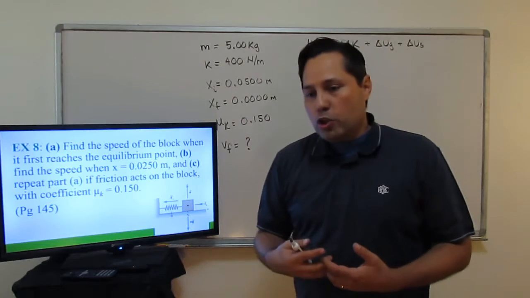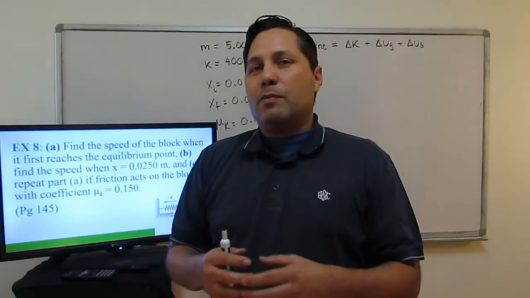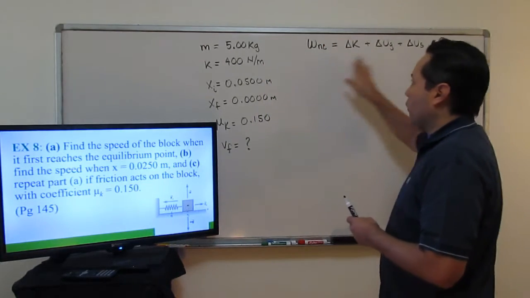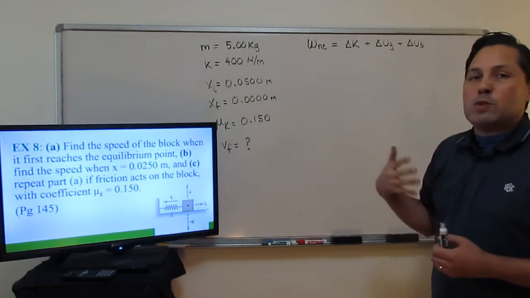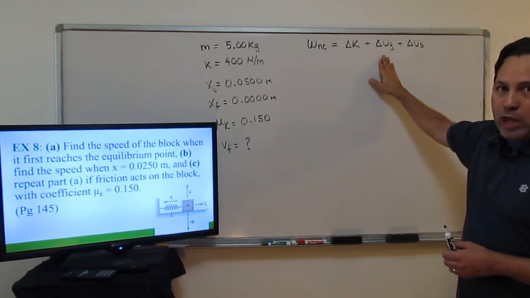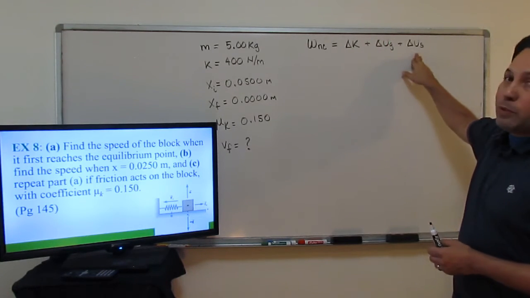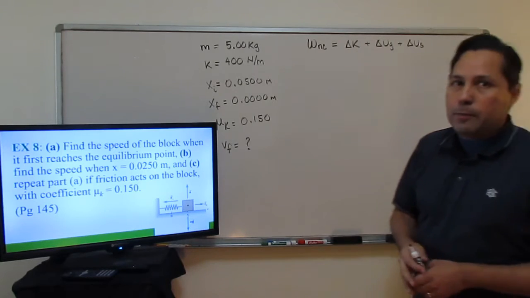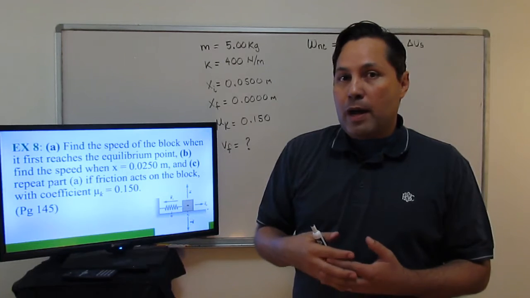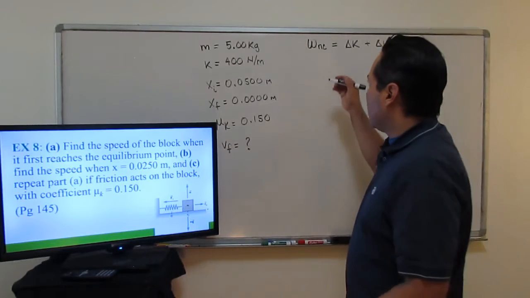Since friction is non-conservative, that means the energy is going to get dissipated. We're going to use this formula for work non-conservative because the energy is being dissipated, which is equal to the change in kinetic energy plus the change in potential energy due to gravity plus the change in potential energy for a spring. So we're going to use that formula. Now, what is the amount of work that was done by the friction? Let's take a look at that.